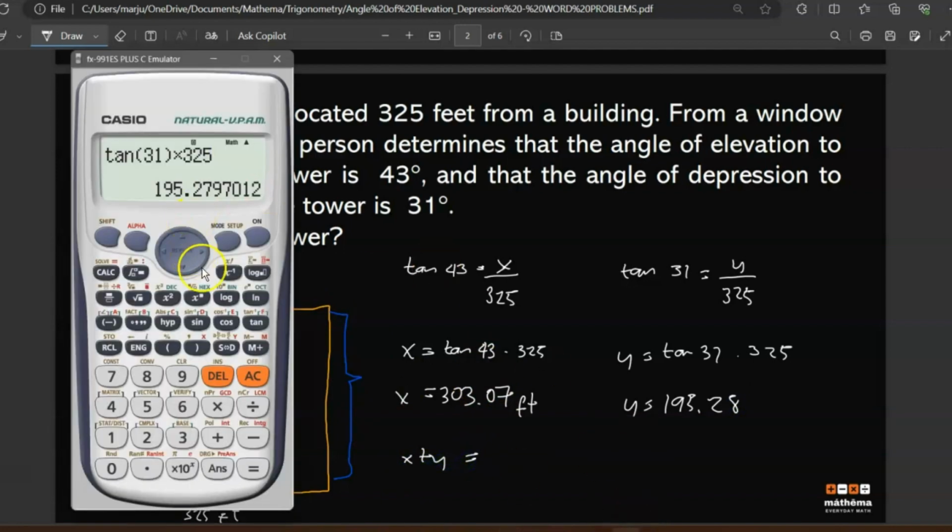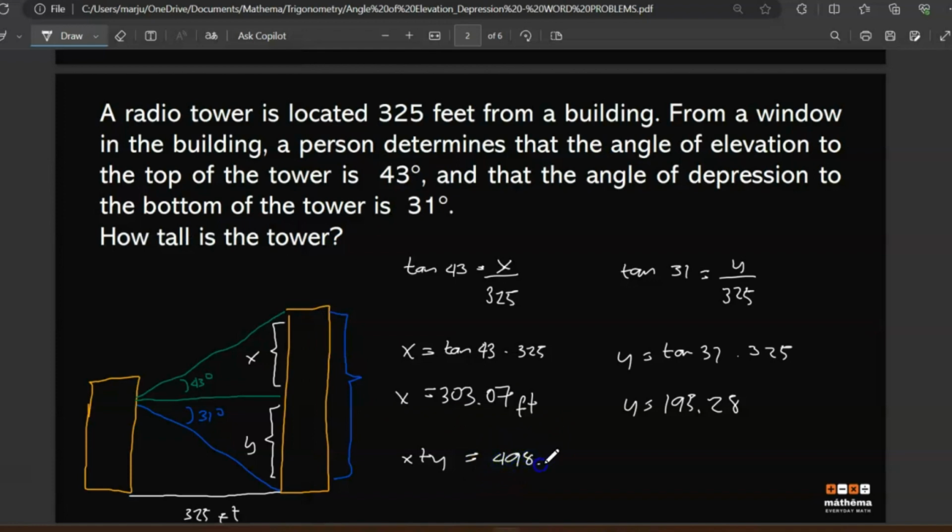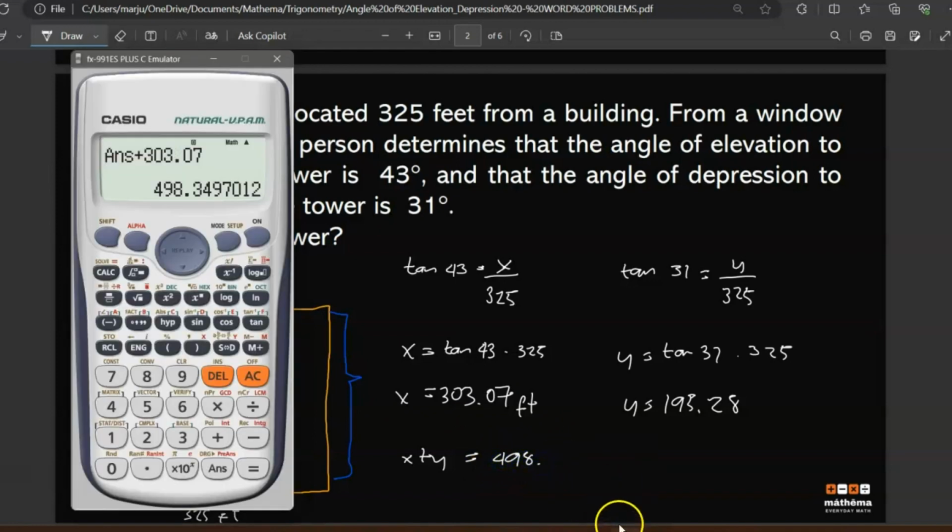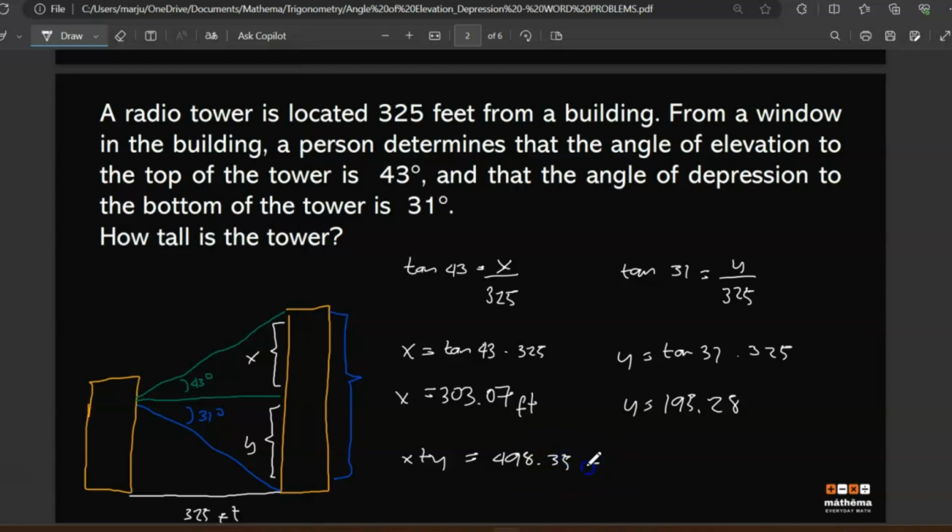So this gives us 303.07 plus 195.28, which gives us more or less 498.35. So we have 498.35 feet. So this is now the height of our tower.